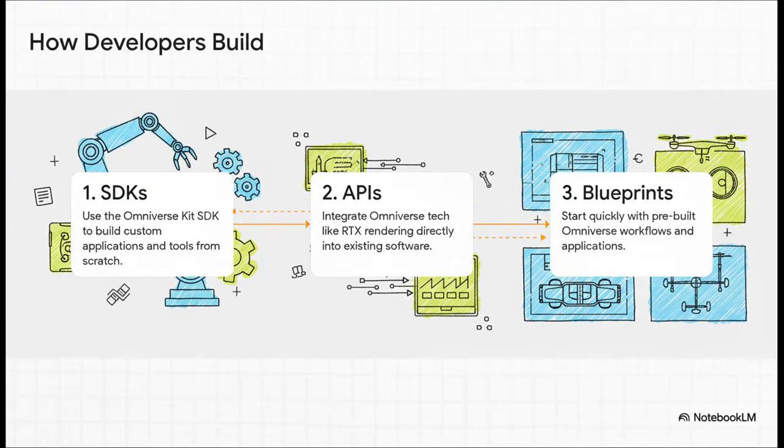If they want total control, like they want to build something brand new from scratch, they can use the SDKs, the software development kits. Or, let's say they already have their own software, they can use APIs to pull in some of Omniverse's coolest features, like its mind-blowing RTX rendering, and just plug it right into what they already have. And if they just want to get started fast, they can use something called blueprints, which are kind of like pre-built templates for common jobs.